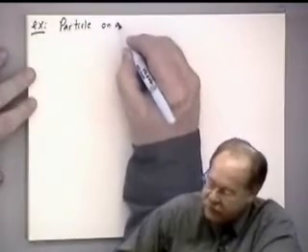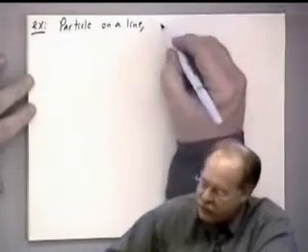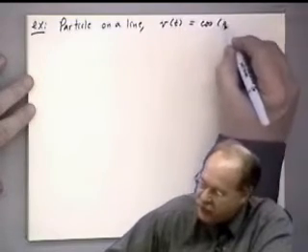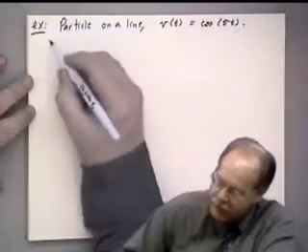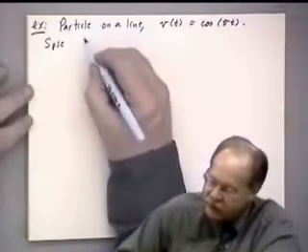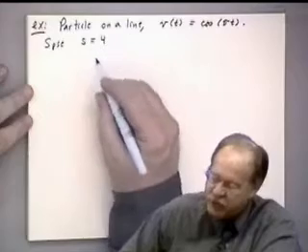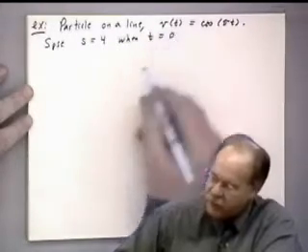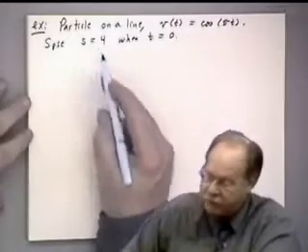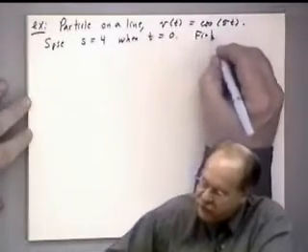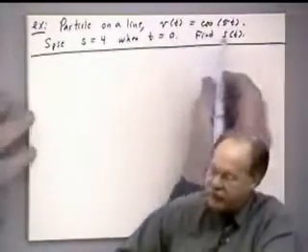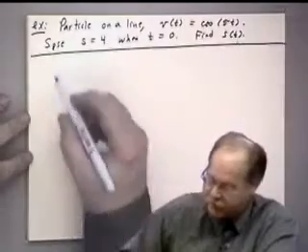Suppose we have a particle that is moving on a line, and we know that the velocity function for this particle is cosine pi t. Now let's also suppose that we're given the information that the distance s, or position rather, is equal to 4 when the time is 0. So when we start, the position is at position 4. We want to then find the function that defines position. So all we have is a single point for position, and we want to actually get the position function.